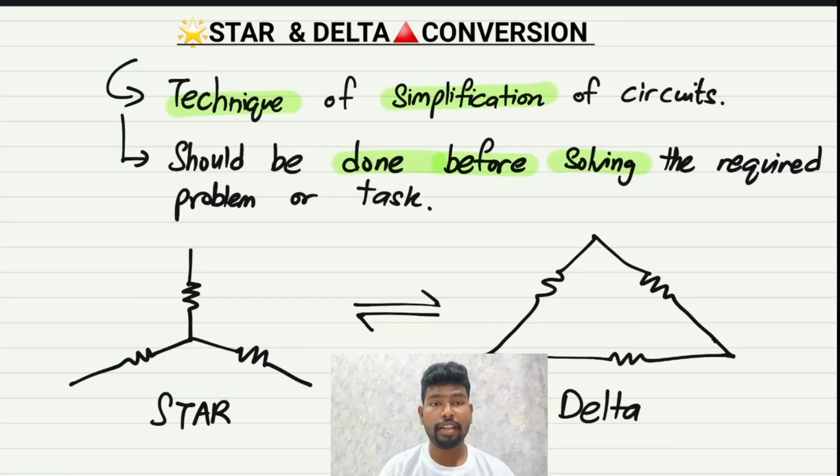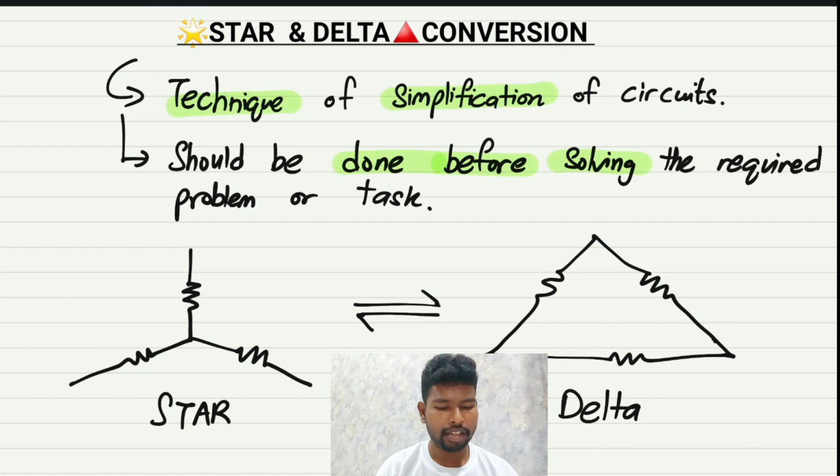My channel. So today we're going to learn about star and delta conversion, which is a very important technique used in electrical engineering to simplify the electric circuit to solve problems. Star and delta conversion is a technique of simplification used to simplify the complex circuit, and it should be done prior to solving the required problem or task.